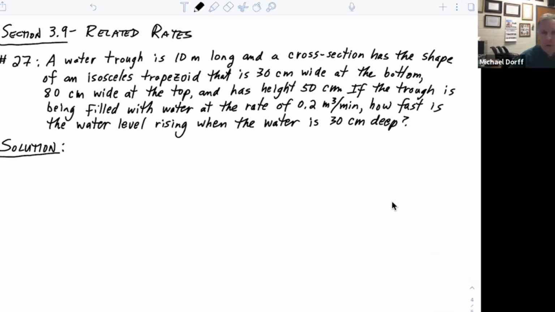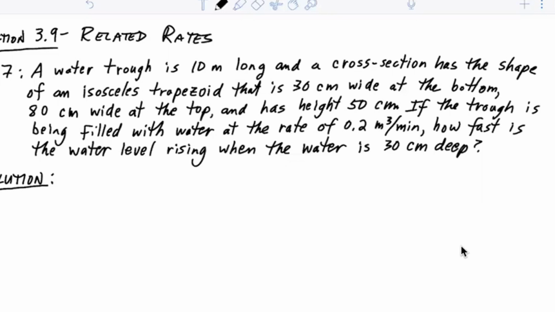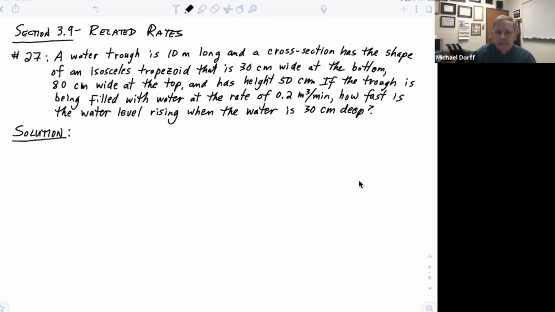The problem says a water trough is 10 meters long and a cross section has the shape of an isosceles trapezoid that is 30 centimeters wide at the bottom, 80 centimeters wide at the top, and has a height of 50 centimeters. If the trough is being filled with water at a rate of 0.2 cubic meters per minute, how fast is the water level rising when the water is 30 centimeters deep?